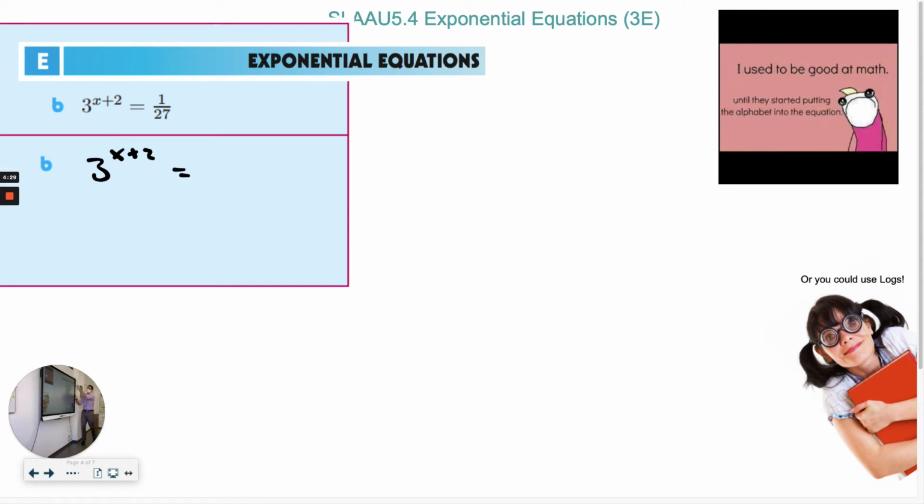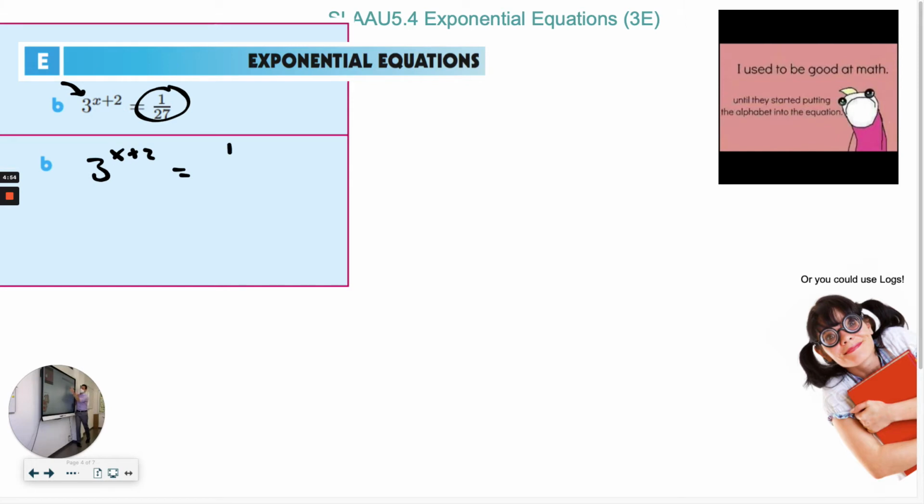I see base 3s there, and it's our goal to make it all base 3. If we knew this equals, I'm making stuff up, 3 to the smiley face, you could equate the x plus 2 and the smiley face because they're both base 3. So that's the trick that I want to do. Look at this with your nerd goggles on and see the base 3 in there.